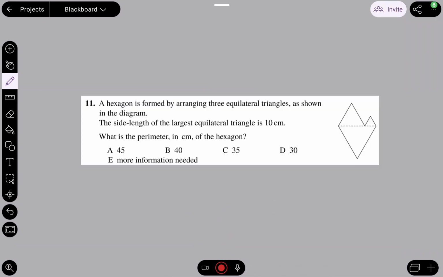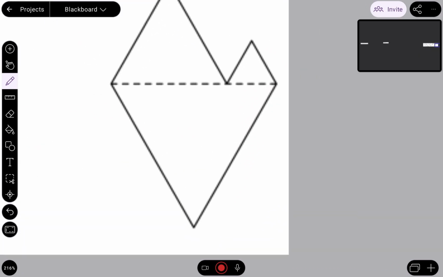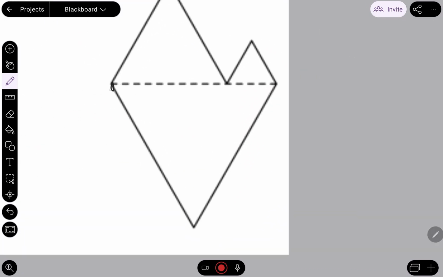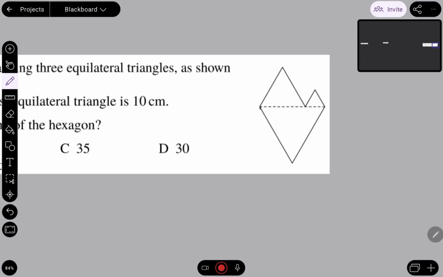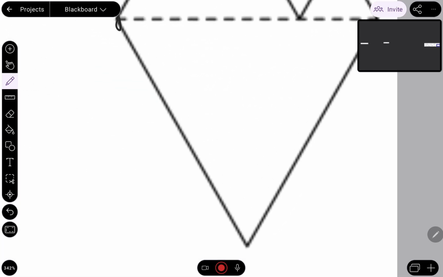A hexagon is formed by arranging 3 equilateral triangles, as shown in the diagram. The side length of the largest equilateral triangle is 10 centimeters. What is the perimeter in centimeters of the hexagon? Your 3 seconds starts now. Okay, so the largest equilateral triangle is obviously this one. And the side length is 10. So 10, 10, 10.